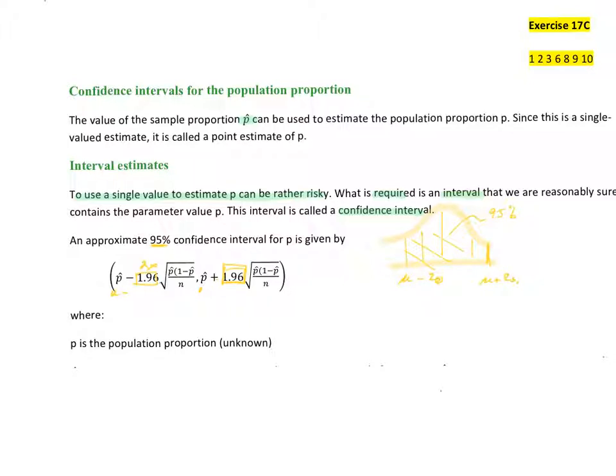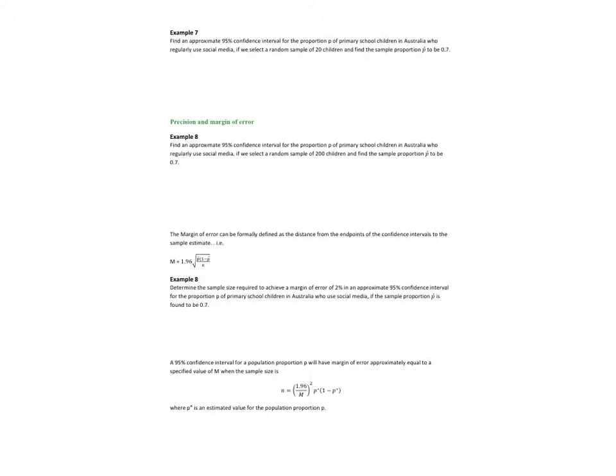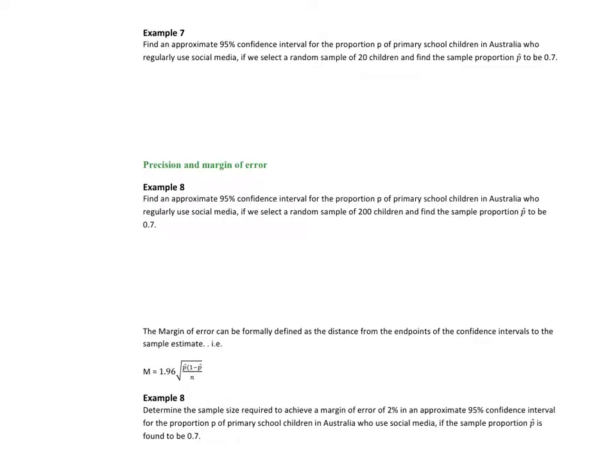All right, so let's have a look. Find an approximate 95% confidence interval for the proportion of primary school children in Australia who regularly use social media. If we select a random sample of 20, find the sample proportion. So we're saying that p hat was 0.7, the proportion of kids in our sample.